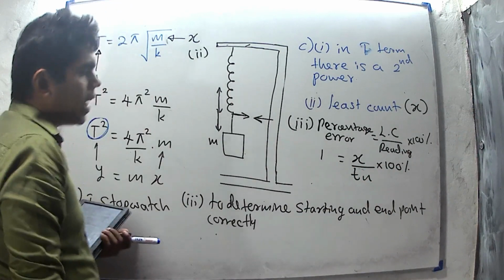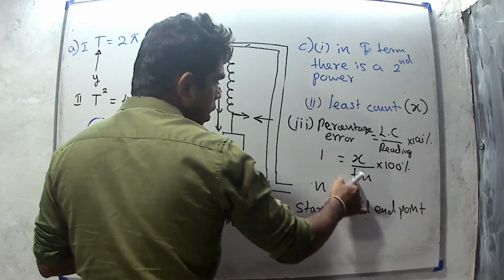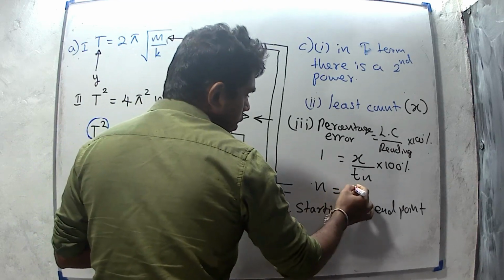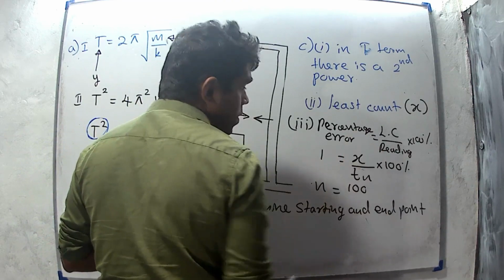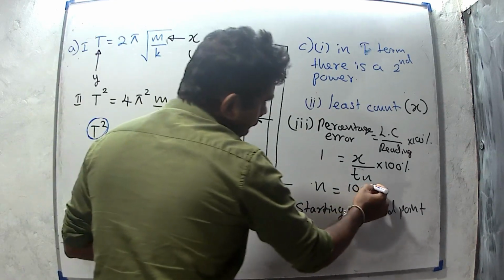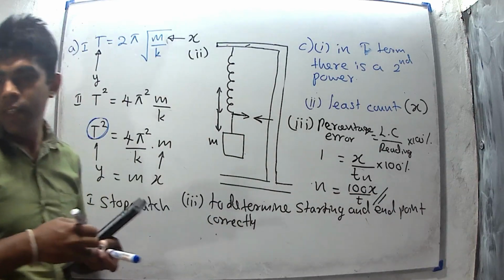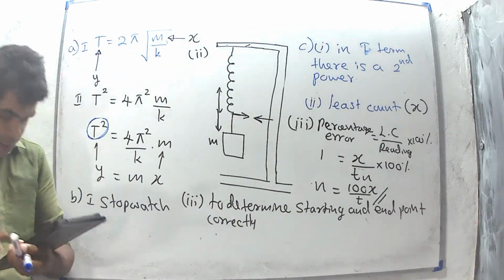Now we can make N the subject. We have to give an expression for N. We can make N the subject: N equals 100x divided by T. This is the expression we have to write as the answer for part 3.